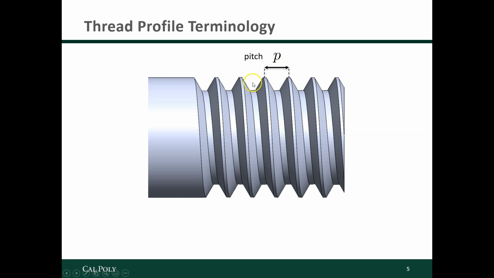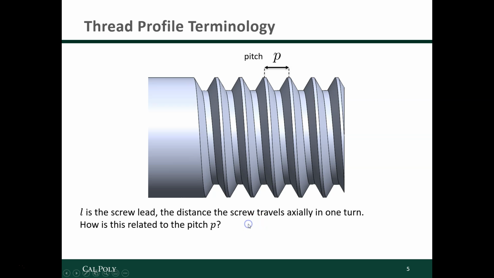Now, pitch is when we look from the side and we see what this distance is. That's conceptually distinct from L, the lead. It's the distance that the screw travels axially in one turn. So how is this related to the pitch P? Well, you guessed it. For a single start fastener or screw thread, the pitch is equal to the lead. However, there are also multiple start threads.